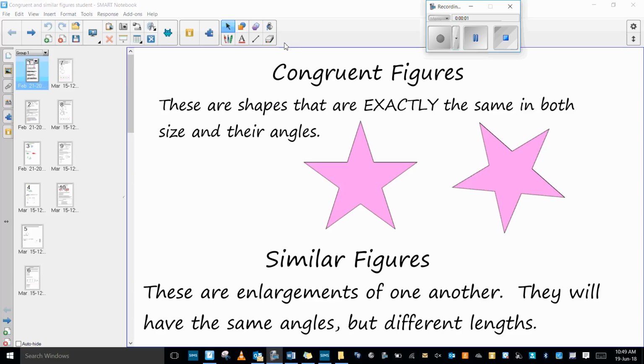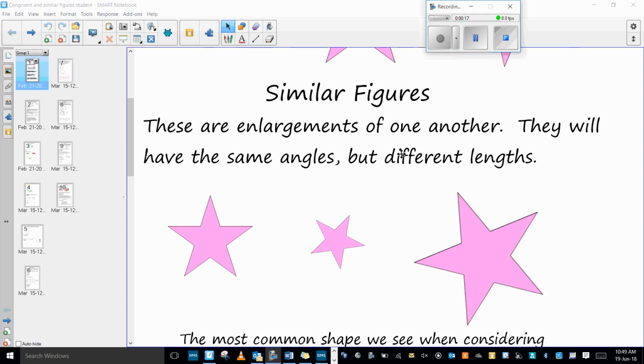Congruent, which you may have seen in some of the descriptions up until now, means that they are exactly the same in both size and their angles. So these two, whilst they've been spun round, they're exactly the same. Similar figures, however, are enlargements of one another. The angles will all be the same as each other, but the lengths of the sides will not be the same. But everything will be in proportion to each other.